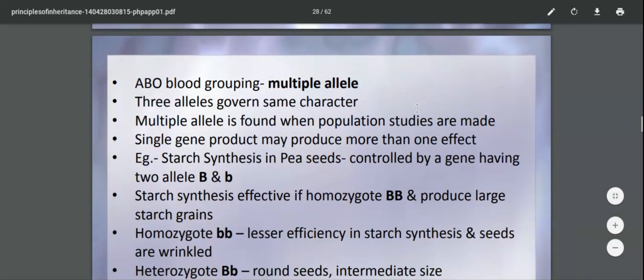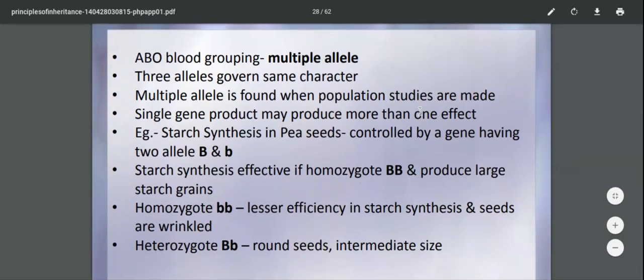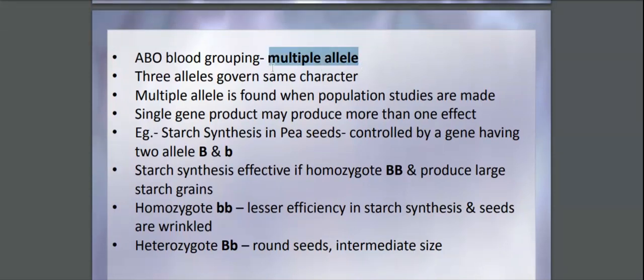Now, coming to a conclusion of this part, what you have to remember is that ABO blood grouping is not only an example of codominance, but it is also an example of multiple allelism, because as you can see here, the gene I is not just having two alleles, it has three alleles. So it's an example of multiple allelism also. And these alleles govern the same character of blood group.